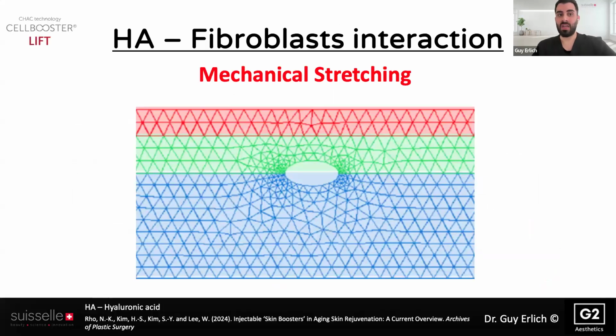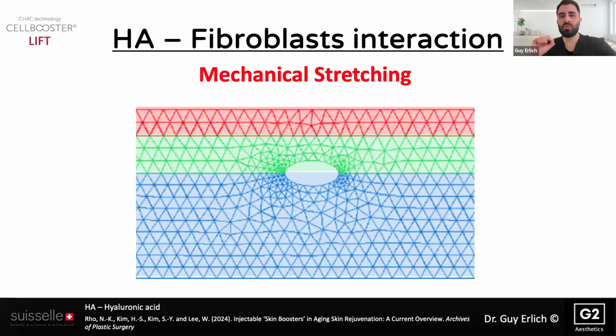We can do it with hyaluronic acid. Hyaluronic acid injected intradermally creates mechanical pressure on the fibroblasts, thereby stimulating the production of collagen and elastin. Cell Booster Lift is my go-to for periorbital skin rejuvenation because I inject it intradermally and it contains a high amount of big molecules of hyaluronic acid, creating pressure.